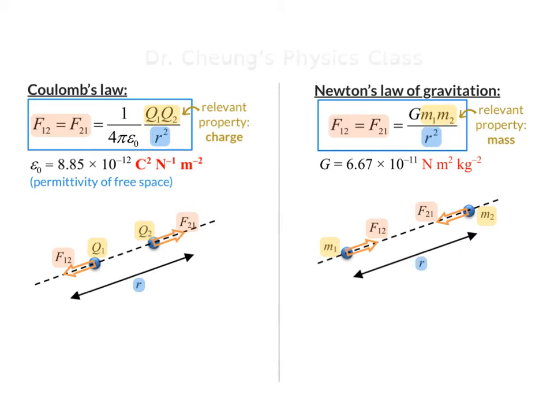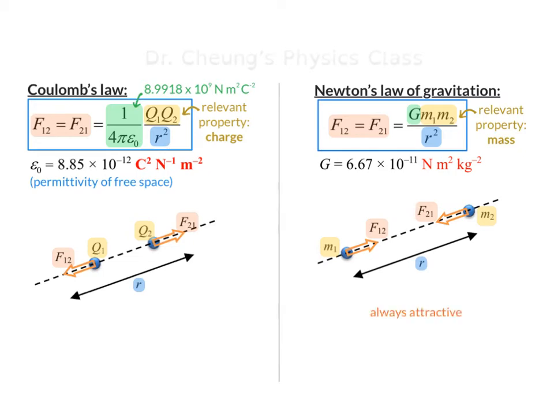Then how about the proportionality constant? For gravitational force, the constant is G. For electrostatic force, the constant is this combination, 1 over 4 pi epsilon naught. It is expressed in this way for some historical reason, but nonetheless it is just a given constant with the value of about this.